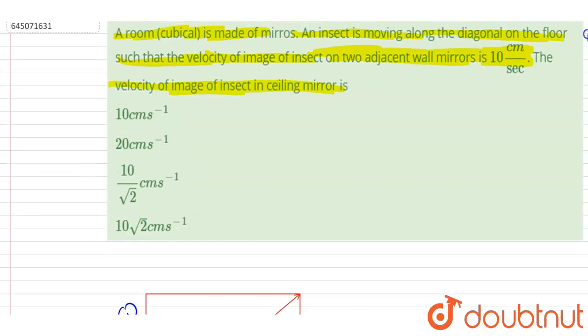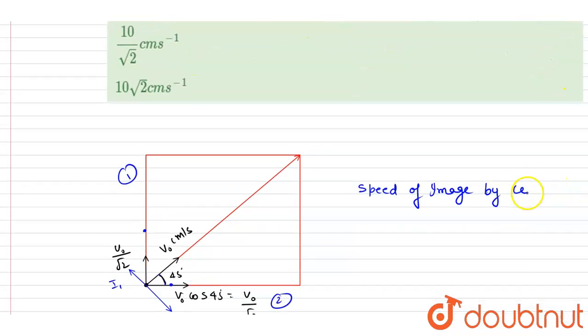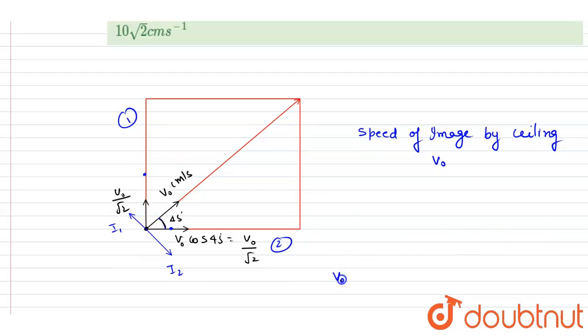In the question, it is asked to find the velocity of the image in the ceiling mirror, right? So in the ceiling mirror, it will be v0 only. On the side mirror, as I have already explained, we will only be able to see that the image velocity is v0 by root 2, and it is given in the question that it is 10 centimeter per second.